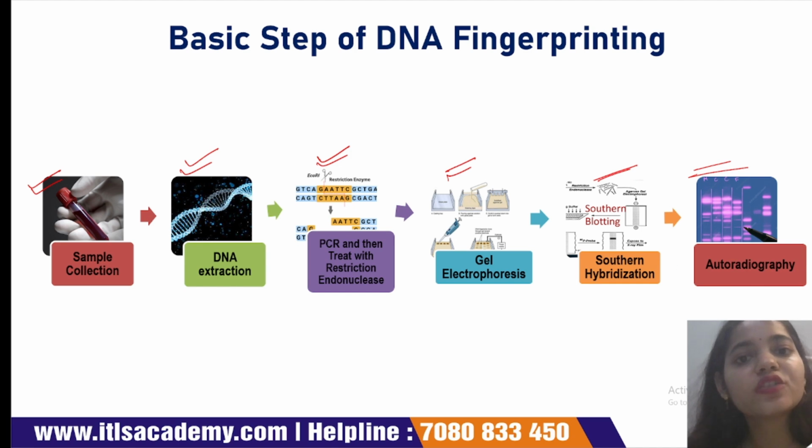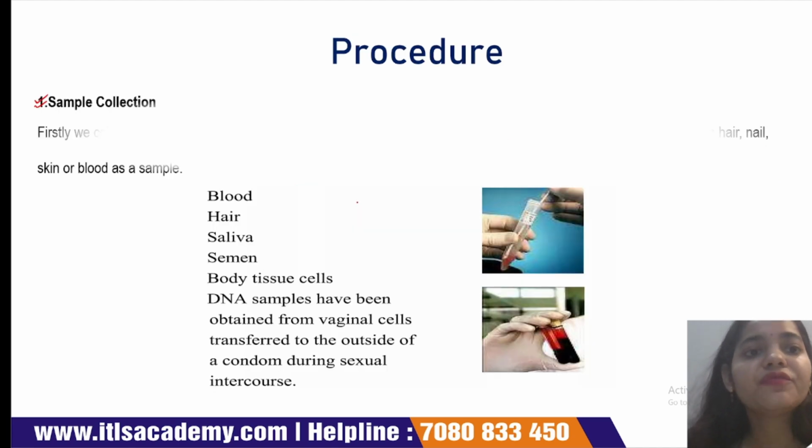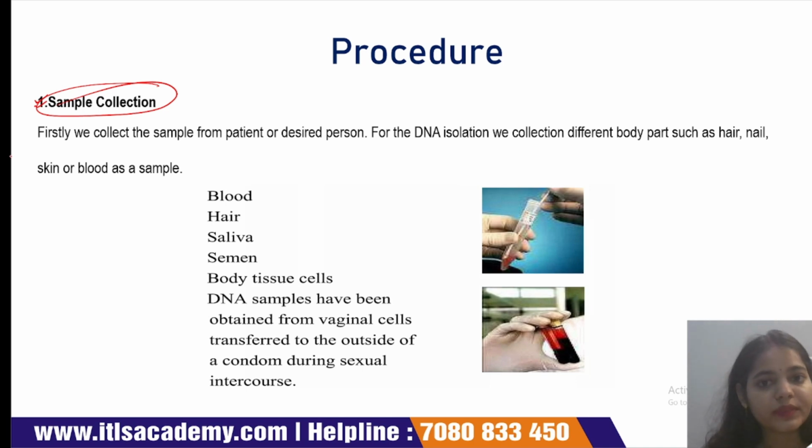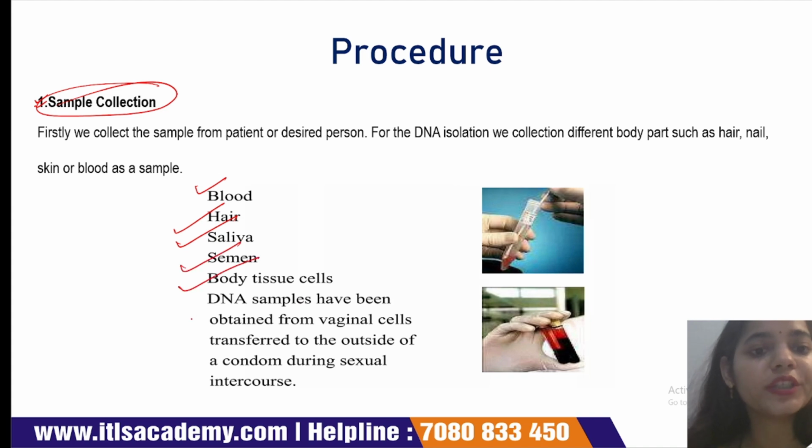These are the basic steps of DNA fingerprinting. First, we understand the procedure. In the procedure, the first step is sample collection. We collect samples, and these samples are blood, hair, saliva, semen, and body tissues.